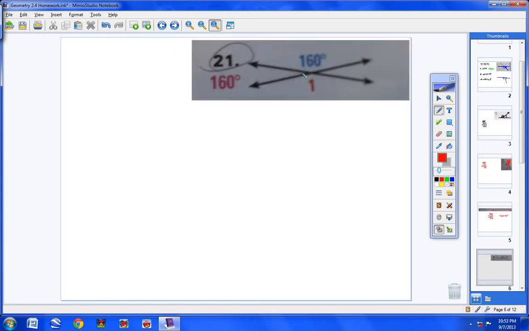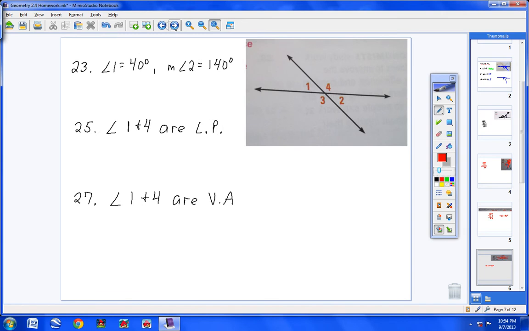Number 21, we're going to look now at vertical angles, it looks like to me. Notice we have a line here and a line here, and these angles are straight across from each other, so vertical angles are always congruent. Vertical angles are always congruent, so the measure of angle 1 equals 160 degrees because it's congruent to this angle here. Okay, good.